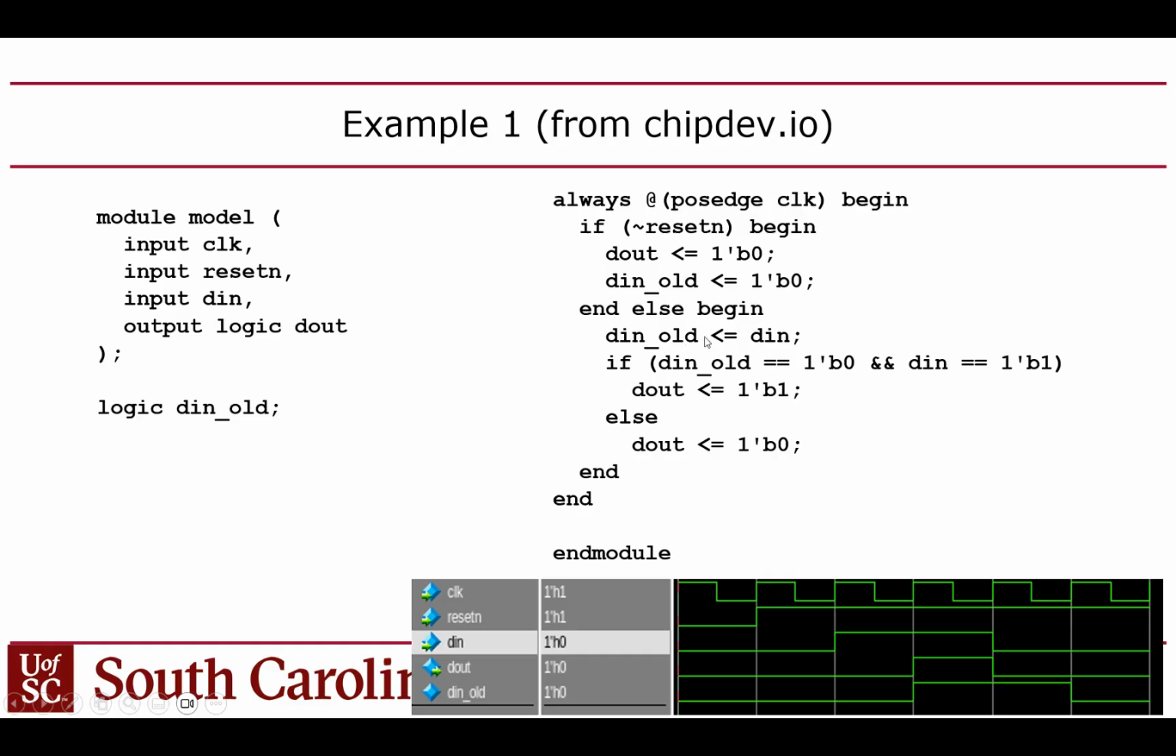Otherwise, I am going to always delay din by one cycle by setting din old to be din, right? Now, because this happens inside of this clocked always statement, the din old will always be a one cycle delay of din.